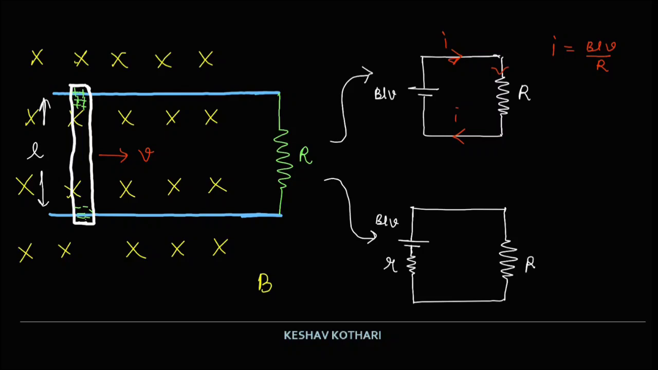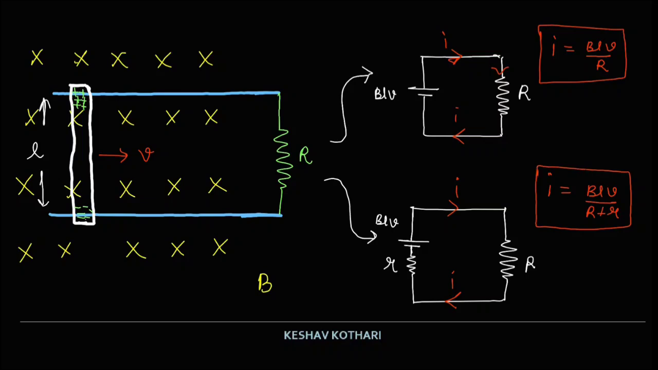And this time if we calculate the value of current I, that is the current induced, then the value of current induced can be written as BLV upon (R plus r), where small r is the resistance offered by the conductor which is moved in the magnetic field. So it is very important to keep in mind that B, L and V are mutually perpendicular to each other.